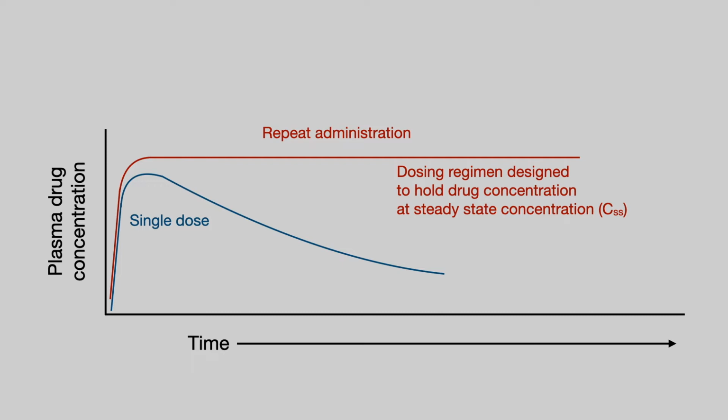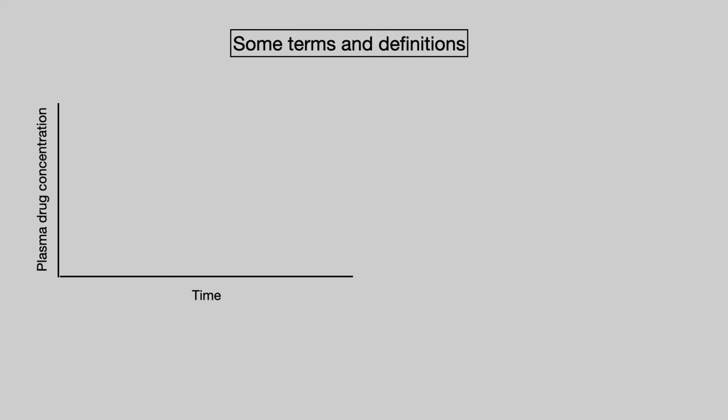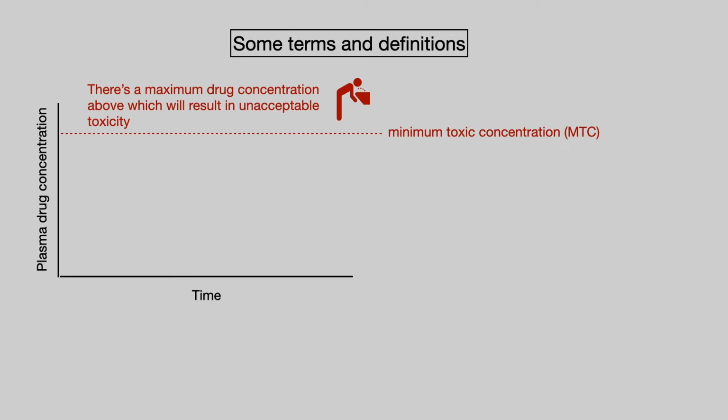Before we start to design a repeat dose regimen, let's just clarify some terms and definitions. There will be a drug concentration above which you do not want to go. If the drug concentration goes above this level, then you are likely to see unacceptable side effects. The patient is not going to be happy. That level is known as the minimum toxic concentration, or MTC.